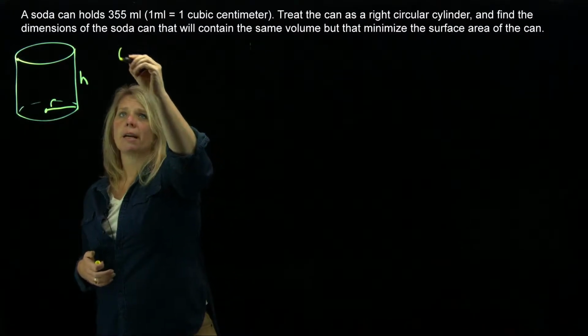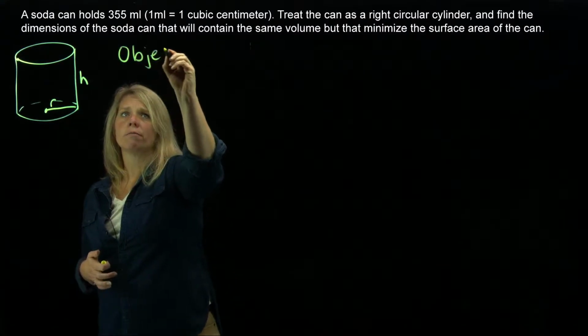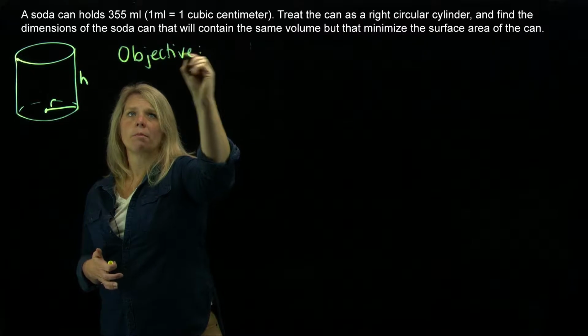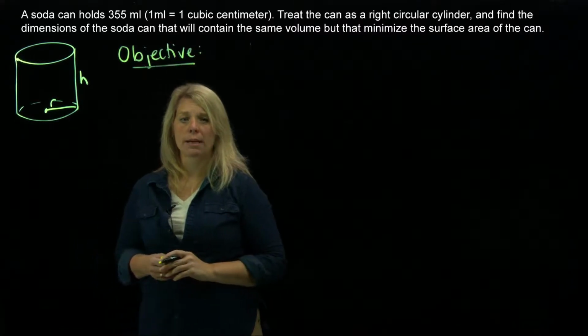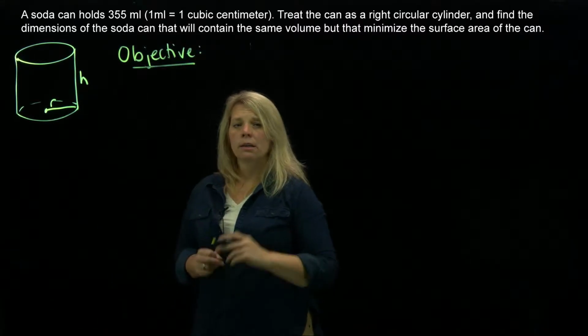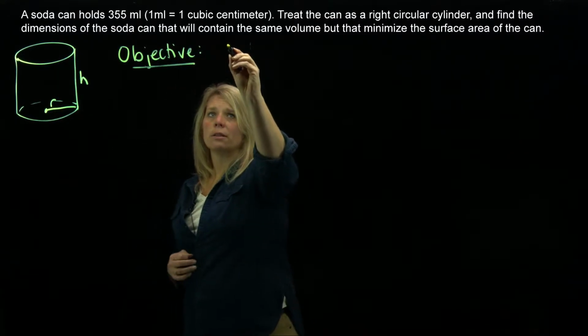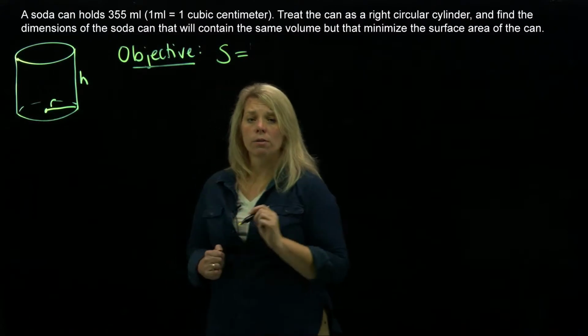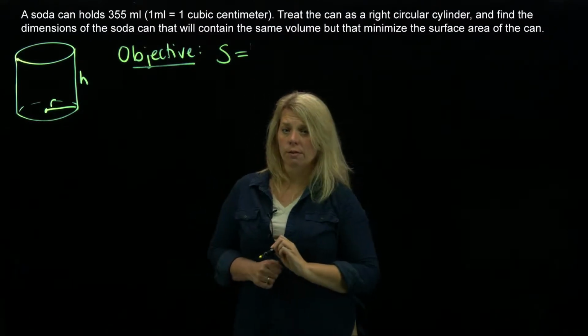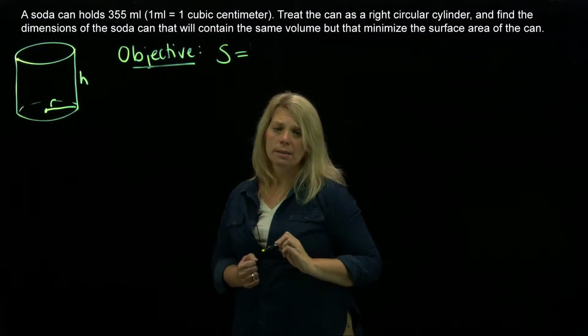So we want to start by finding our objective function. That would be an equation for whatever it is we want to maximize or minimize. So what we want to minimize here is the surface area of this can. All right, so this is one of those formulas you either know or you look up. We had a formula sheet for our class which had some of these formulas on it.